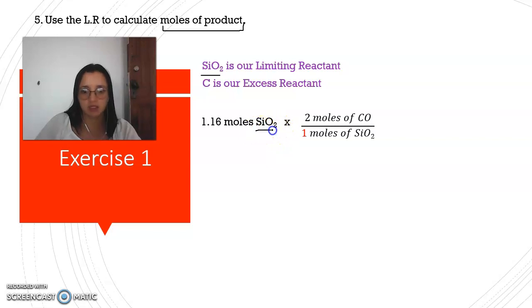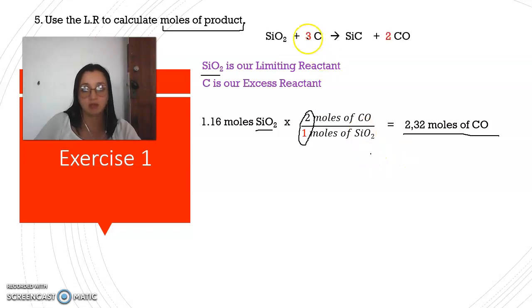So 1.16 moles of silicon dioxide, which was the initial amount given in the problem, will be used to calculate how much product, because that's what determines how much product, the limiting reactant. Remember that these numbers are coming from the balanced chemical equation. So using that conversion factor, we find that the total amount of carbon monoxide that can be produced is 2.32. The ratio is in here. So 1 mole of silicon dioxide produces 2 moles of carbon monoxide. That was the ratio that I used here to find out how much carbon monoxide. Again, rule of 3. If I know 1 mole of silicon dioxide produces 2, how much would I produce if I have 1.16?